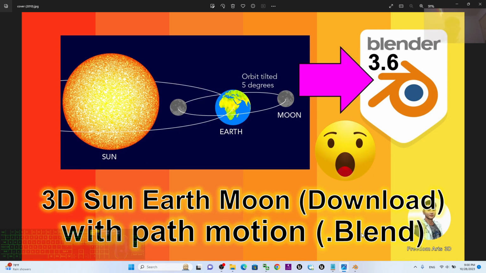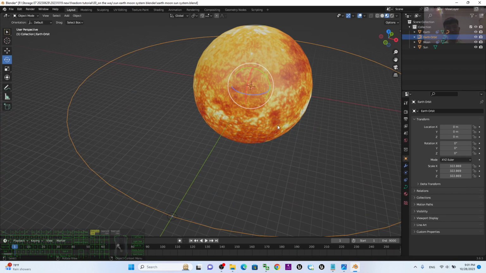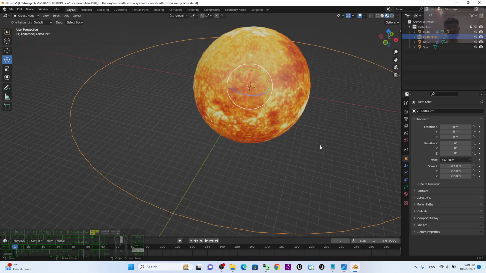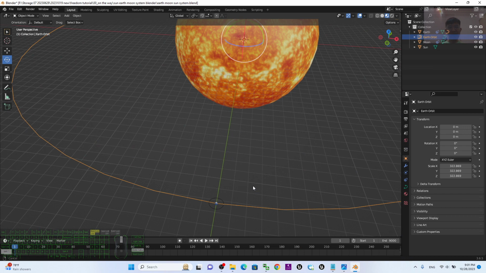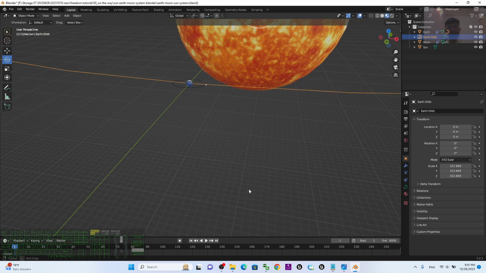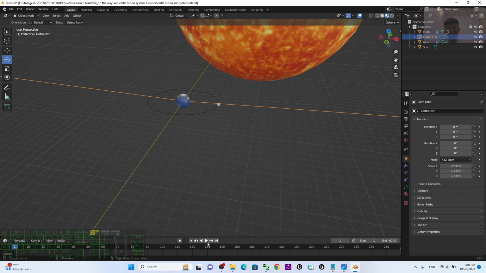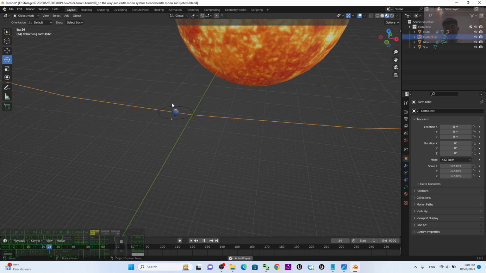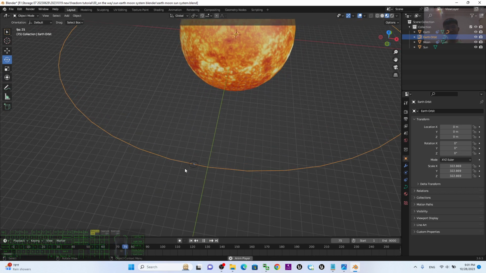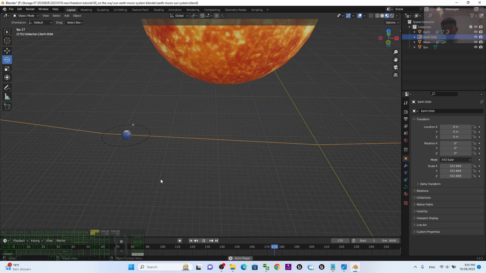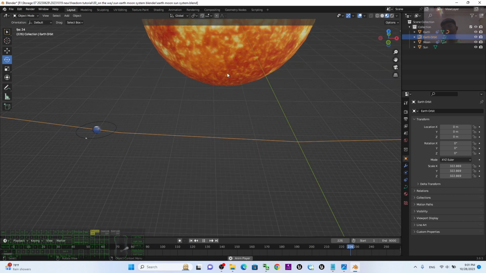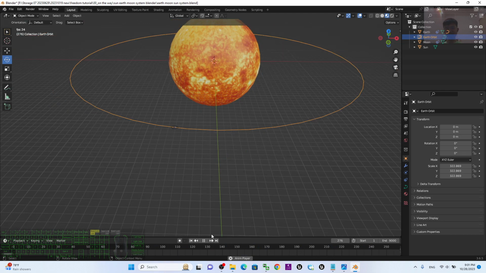Today I'm going to share a blend file with you, the Blender 3.6 project that I created. Now you can see this is the Blender 3.6 project that I already created, with the Earth, Sun and Moon system. If you try to play it, the Earth orbits with the Moon's orbit, and they orbit together with the Sun.